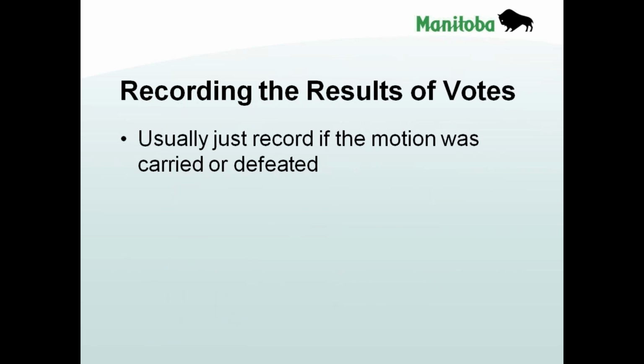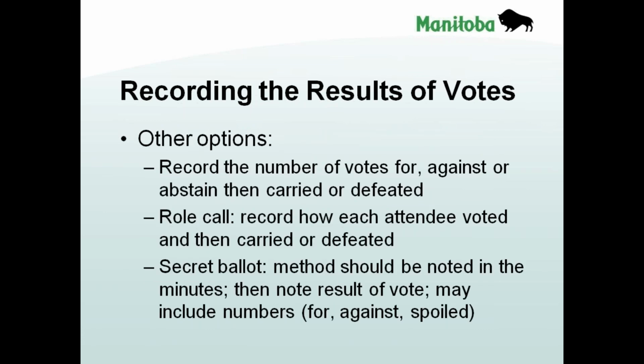In recording the results of votes, usually just record if the motion was carried or defeated. However, there are other options. You can record the number of votes for, against, or abstain, then carried or defeated. In a roll call vote, record how each attendee voted and then carried or defeated. In a secret ballot, the method should be noted in the minutes, then note the result of the vote. This may include numbers for, against, or spoiled.